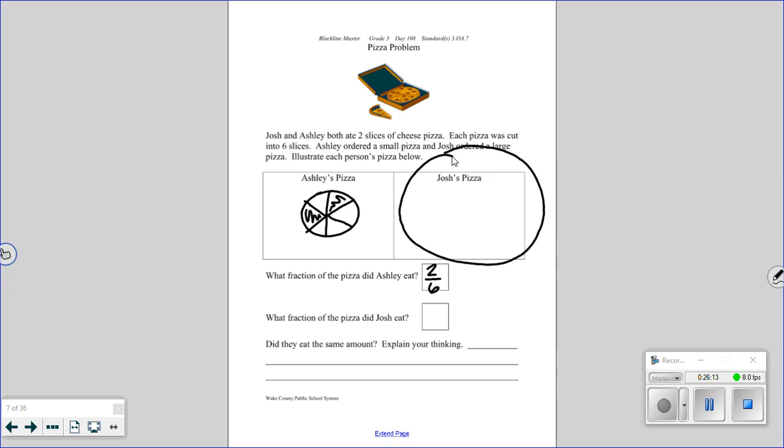If you need to move Josh's spot, move Josh's spot. He's got a large pizza. That's different than Ashley. It didn't even fit in a box. Yeah. Mine did. You don't have to make it that big. You make it bigger than ours.